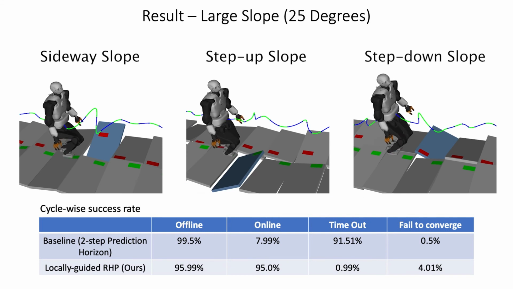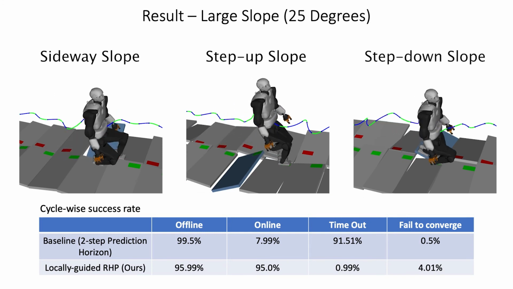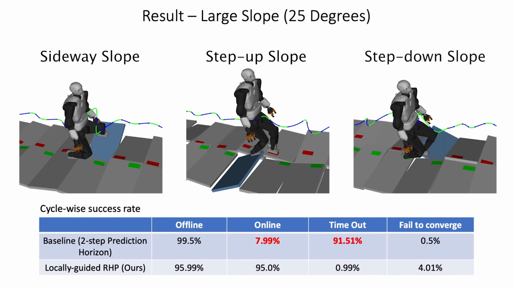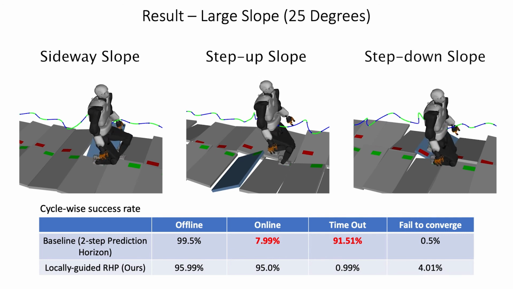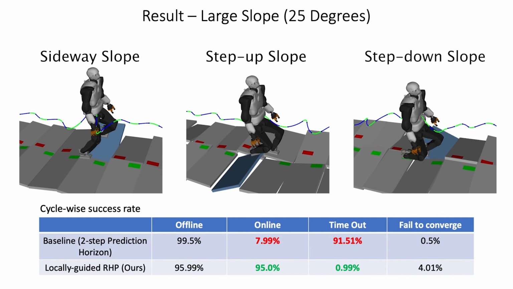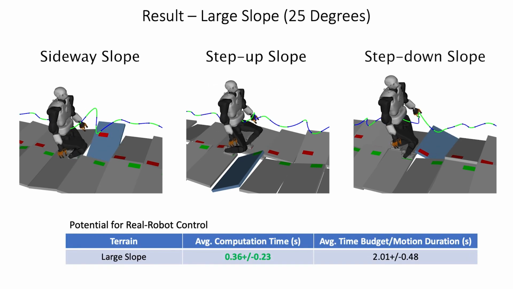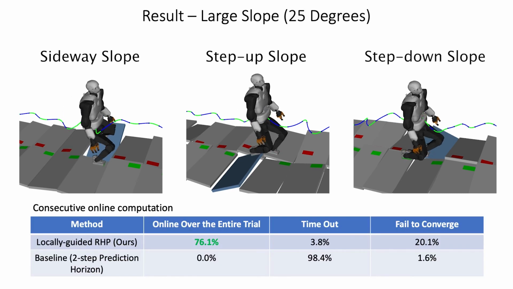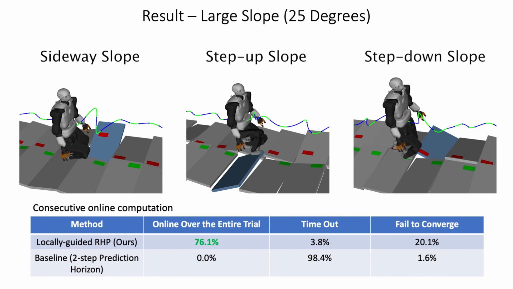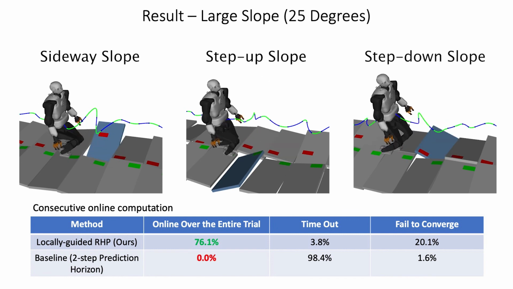To plan trajectories on the large slope where static stability cannot be maintained, the baseline requires a two-step prediction horizon. Due to this increased computation burden, the baseline only has 8% of the cycles converged online. In contrast, locally guided RHP achieves online computation for 95% of the cycles, while consuming only 18% of the time budget. Moreover, our locally guided RHP can complete 76% of the trials with all the cycles converged online, while none of the trials of the baseline can maintain online computation.